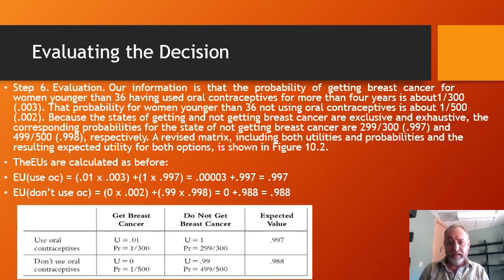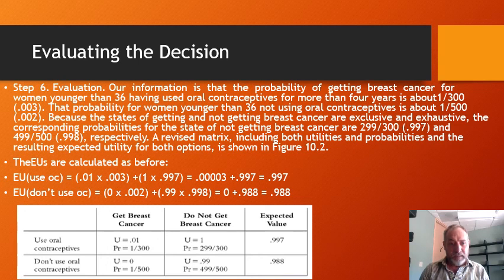So now we just calculate the expected utility. The expected utility if you use oral contraceptives is both possible outcomes added together. So the utility of the first outcome, getting breast cancer, is 0.01 times 0.003, and you add that to the utility of not getting breast cancer, which is 1 times 0.997. You add those together, and the first term there is just vanishingly small. It's 0.00003, so it doesn't really change the ultimate value. We just rounded to 0.997.